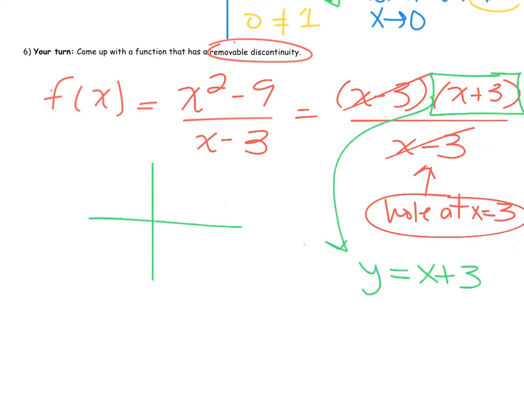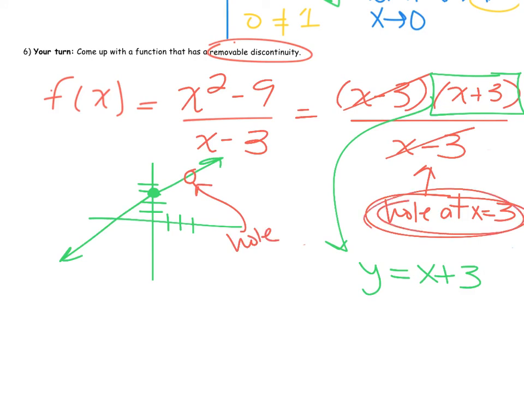So if I were to sketch this, 1, 2, 3, 1, 2, 3. If I were to sketch this, my y-intercept is at 3. And I'm just going up 1 over 1. Up 1 over 1, but there's a hole at x equaling positive 3, so there's a hole here, remembering, because we just did this before.